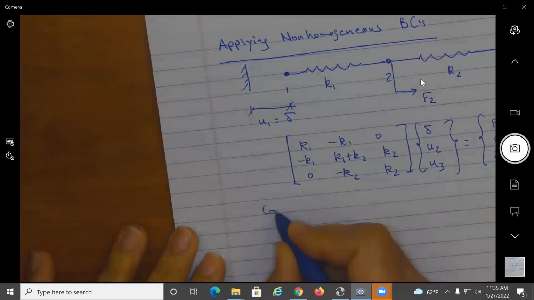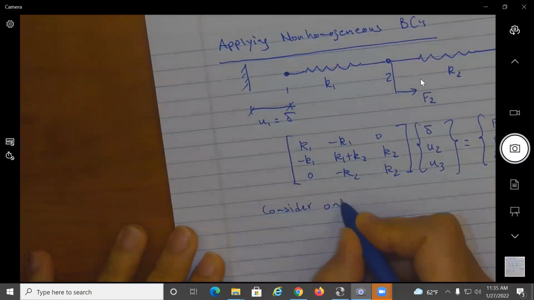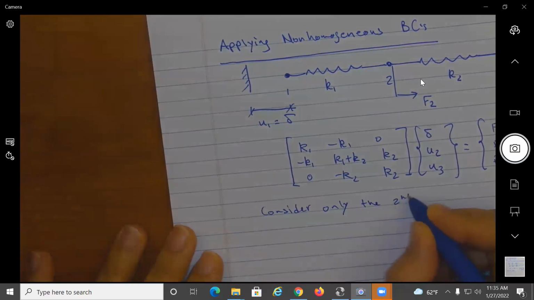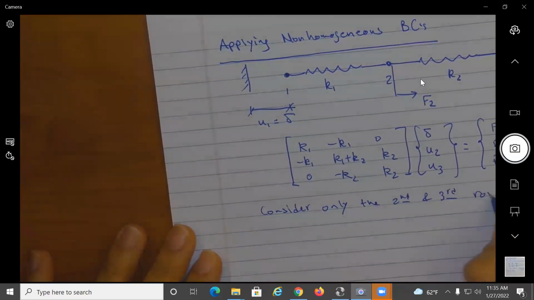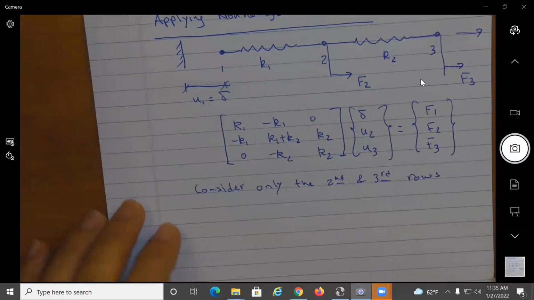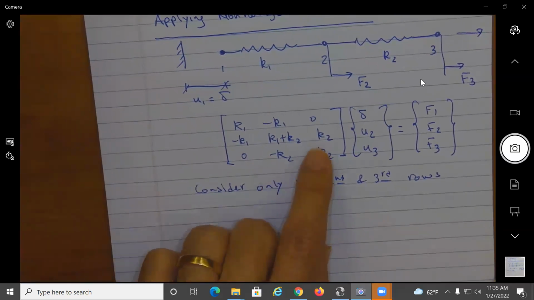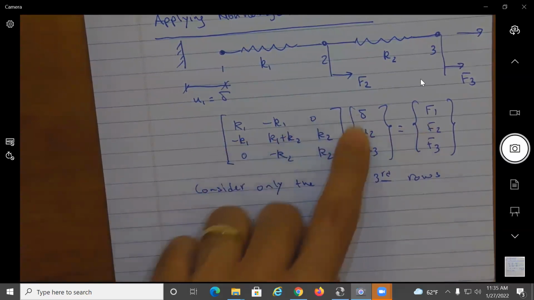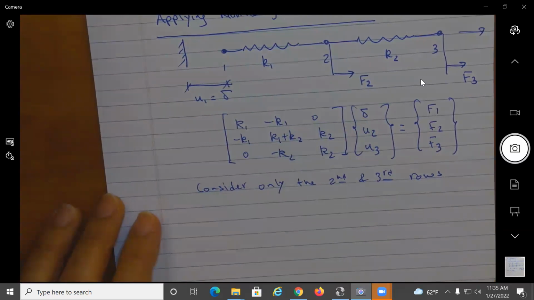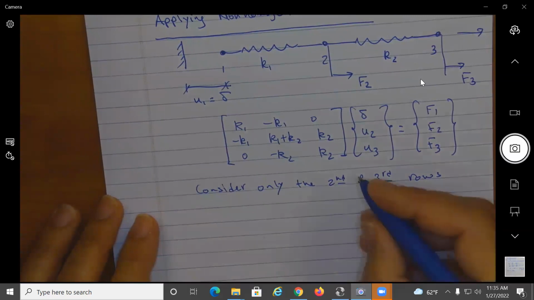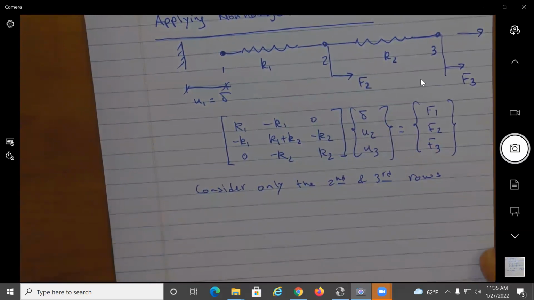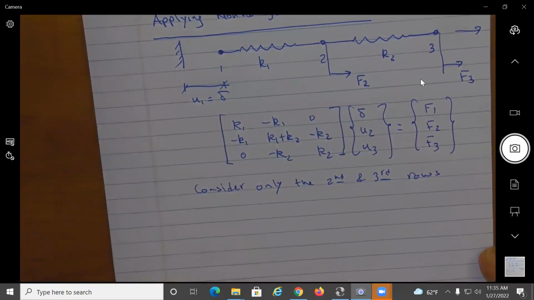Now we are going to consider only the second and third rows. But we want to be careful here. If I want to consider the second and third rows, I have to take into consideration that if I go to the second row, the first element is multiplied by a delta. You didn't write K2 negative, is it? I missed the negative here. You guys are paying attention. Good. I like that.